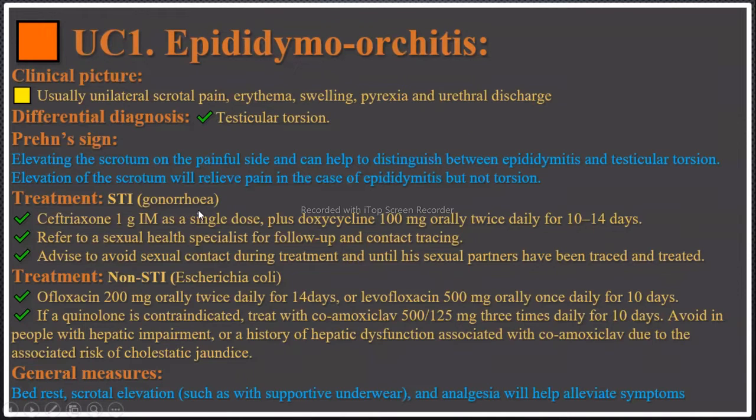For gonorrhea, for example, you will give ceftriaxone 1 gram IM as a single dose plus doxycycline 100 milligrams orally twice daily for 10 to 14 days. After that, refer to a sexual health specialist for follow-up and contact tracing. Advise the patient to avoid sexual contact during treatment and until his sexual partner has been traced and treated. What else to avoid? Blood transfusion.